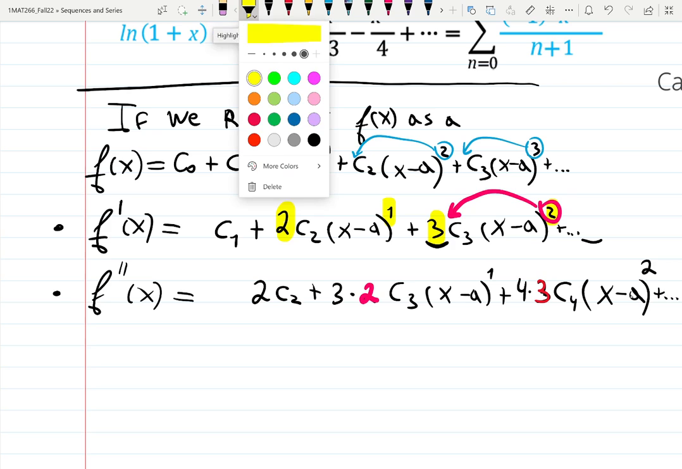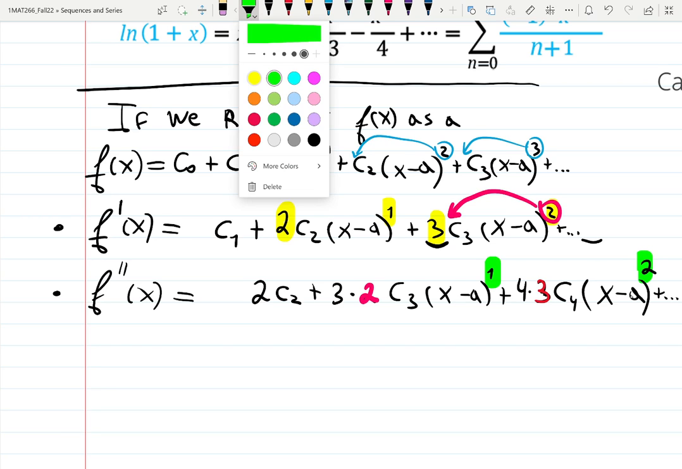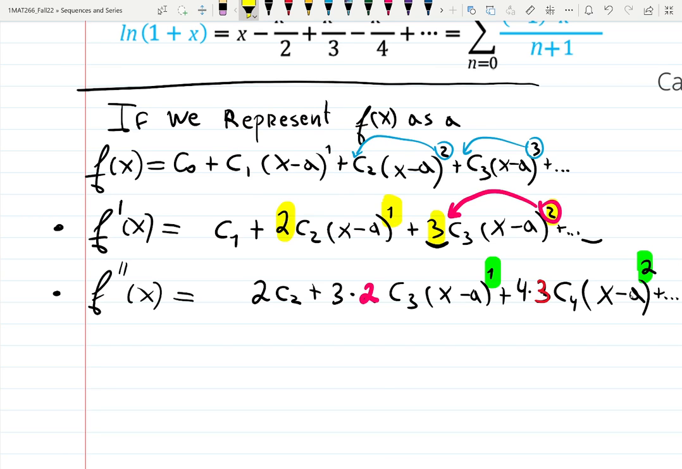Let me check. Showing you this. Let me change the color. So 1 is now attached to c sub 3. 2 is now attached to c sub 4. 3 will be attached to c sub 5, and so on. While before it was 1 attached to c sub 2, 2 attached to c sub 3, and so on. So the derivative keeps changing the counting. That's the second derivative. Let's find the third derivative and make a conclusion.